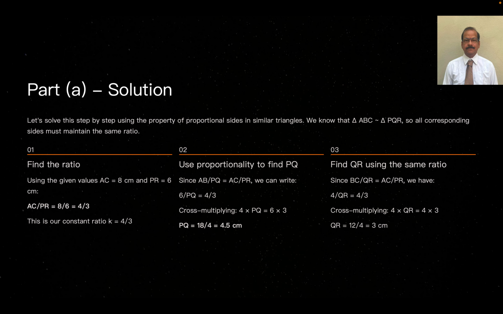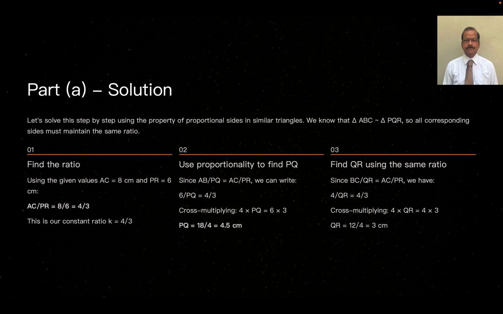Now, we should find the ratio AC by PR equal to 4 by 3. This is our constant ratio, what we call the scale factor, which is 4 by 3. Use proportionality to find PQ. Since AB by PQ equals AC by PR, we can write 6 by PQ equal to 4 by 3. Cross multiplying, we get 4 into PQ is 18. Therefore, PQ is 4.5 centimeters.